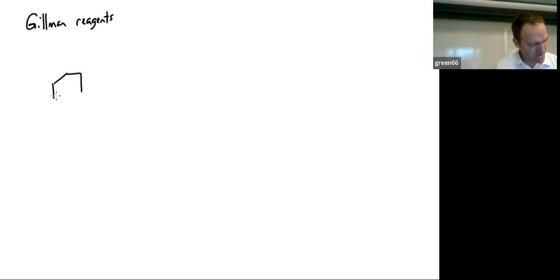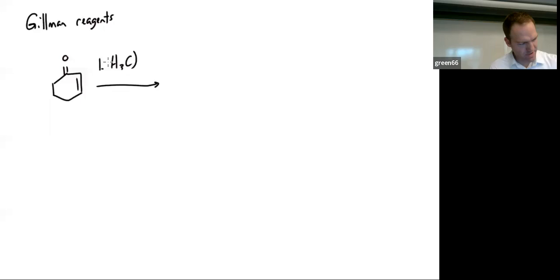I'll just show you the reaction here. If I take that same molecule and I react it with an organocuprate, so that is the Gilman, it looks like this. It is a carbon species attached to a copper lithium species. So this is a copper with 2 methyl groups, has a negative charge. There's a lithium counter ion to it.